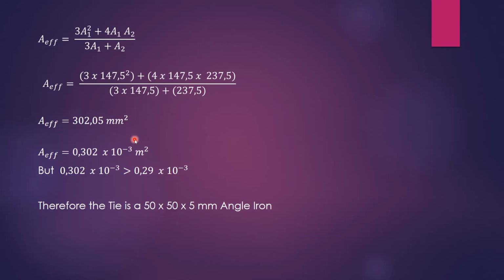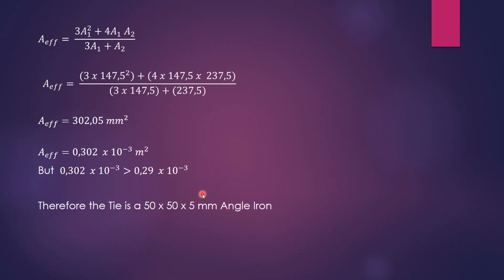I mentioned that the required area is the minimum area. The member that we are going to select should have that area or more than that. So we can see now the selected member 50 by 50 by 5, its area is 0.302 by 10 to the power minus 3, which is greater than the required area, which is 0.29 by 10 to the power minus 3. Therefore, the one that you have initially selected is suitable, meaning that this member will be able to support 45 kilonewton. Okay, that's what it's all about. So we have designed P now.